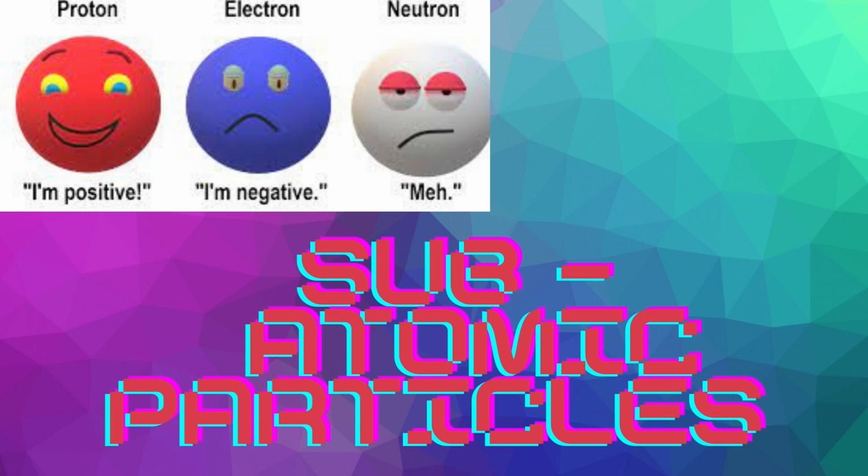Electrons, protons, and neutrons interact with each other in complex ways. The interactions between these particles determine the properties of atoms and molecules. For example, the way that electrons interact with each other determines the color of a substance. The way that protons and neutrons interact with each other determines the stability of an atom.